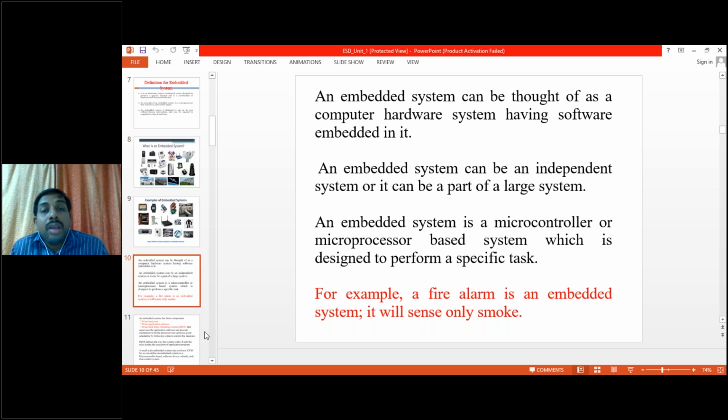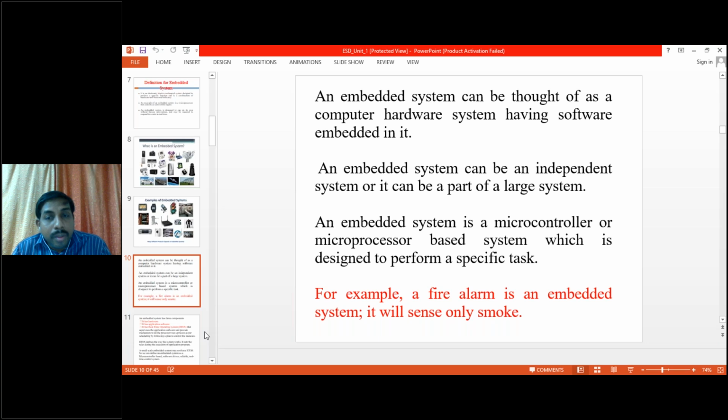And what is the unique feature? The embedded system itself is unique. A fire alarm does only smoke detection. It will not wash the clothes. You remember that. So an embedded system is hardware and software together.